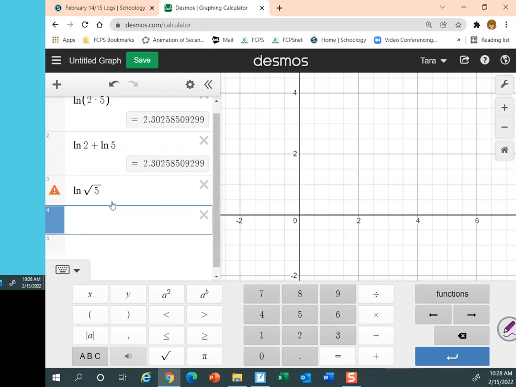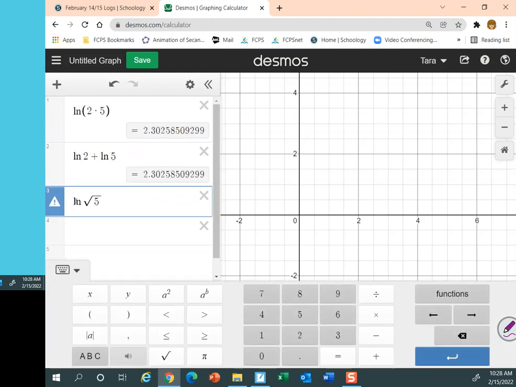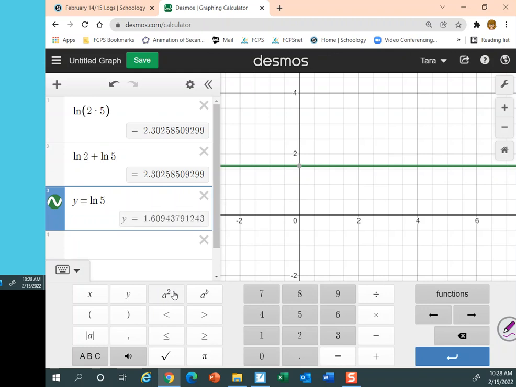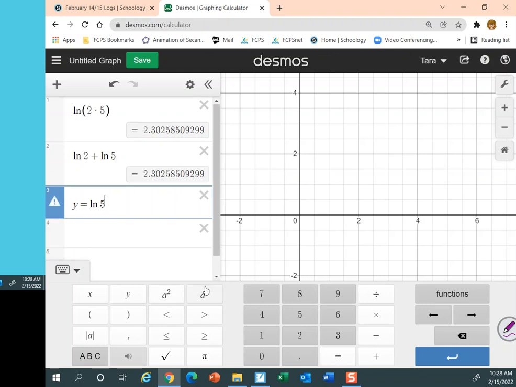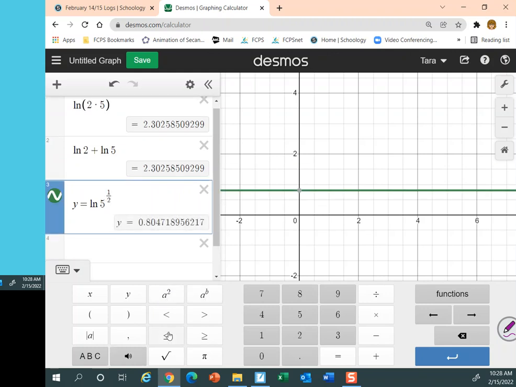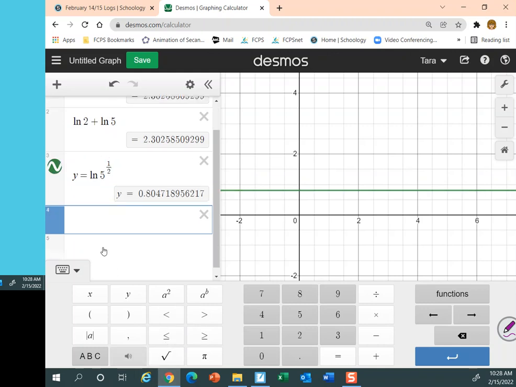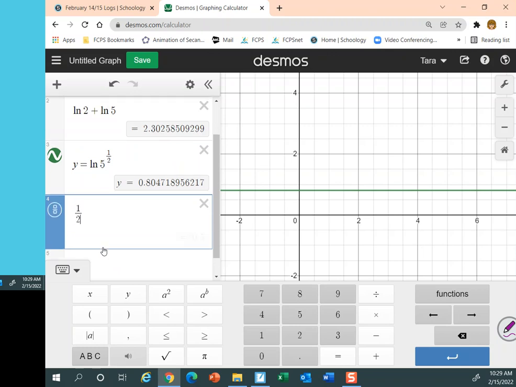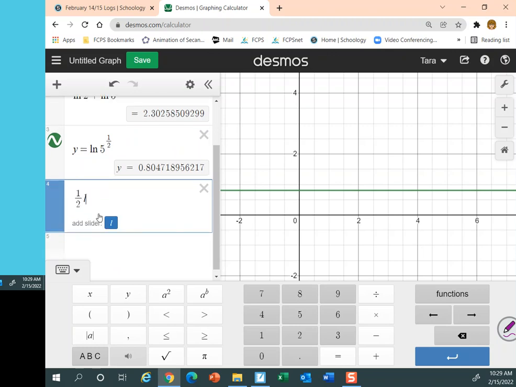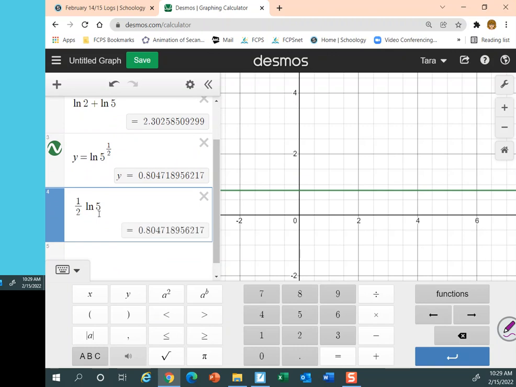Oh, it doesn't like that. Why doesn't it like that? Okay, I have no idea why it doesn't like that. Okay. Must be something in that side. Okay, so natural log of 5 to the 1/2. And if I have you do 1/2 natural log of 5, same thing.